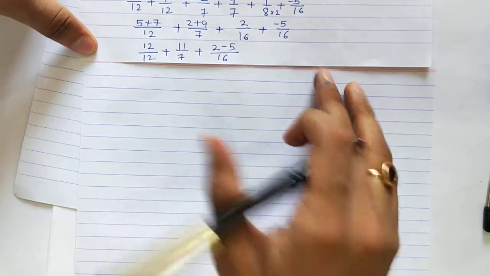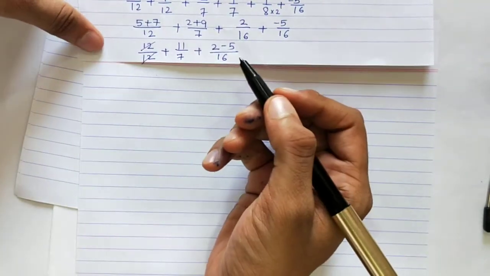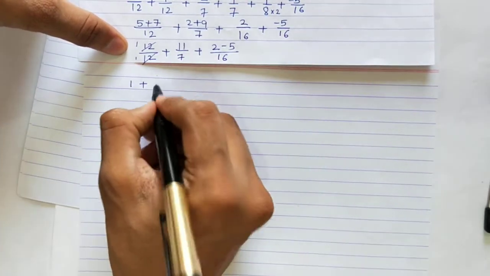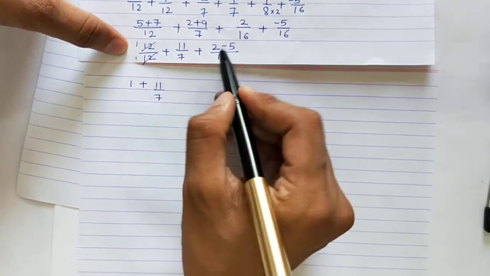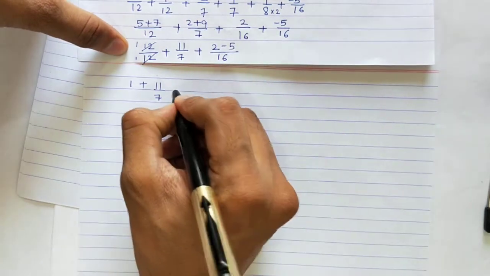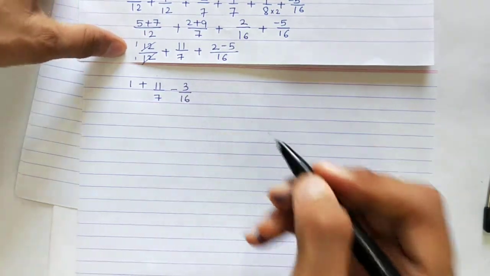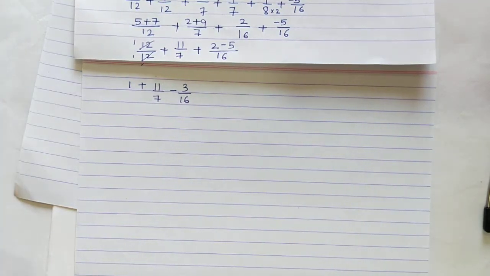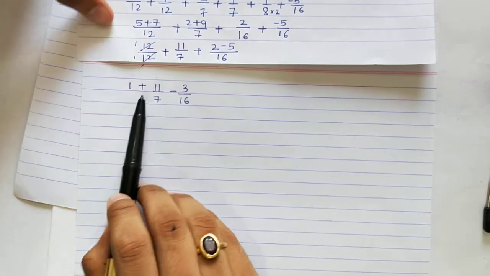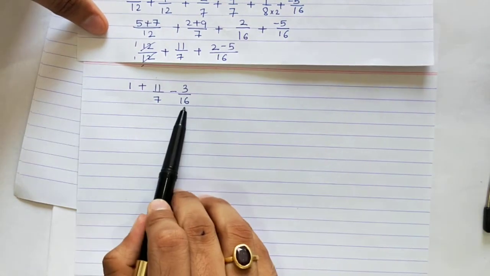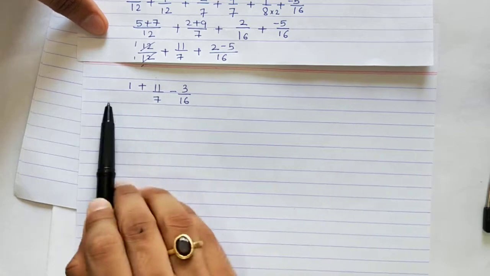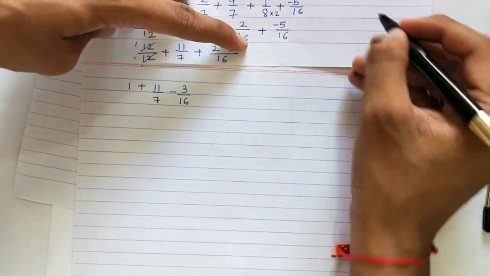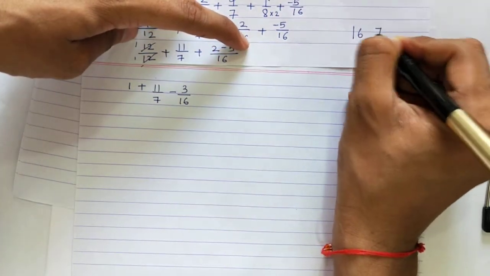So we'll continue from this step. 12 will get cancelled. 12 ones are 12, so 1 will remain. 11 upon 7. 2 minus 5 is minus 3. So minus 3 upon 16. Okay. Now we have to take LCM here to solve this entire thing. So LCM of 16 and 7. See, what is the LCM of 16 and 7?